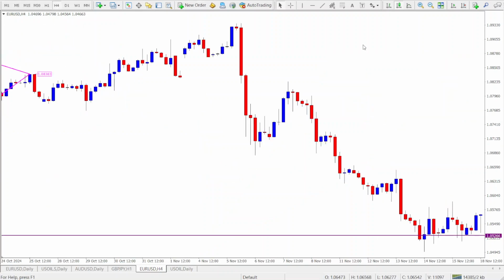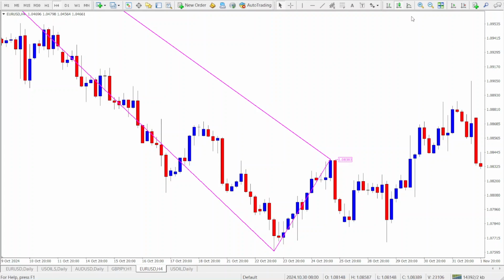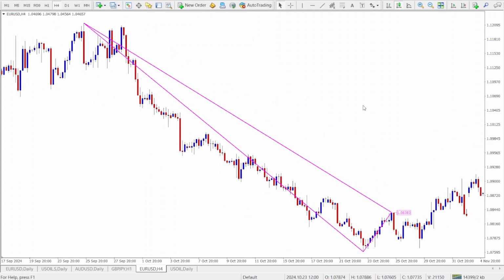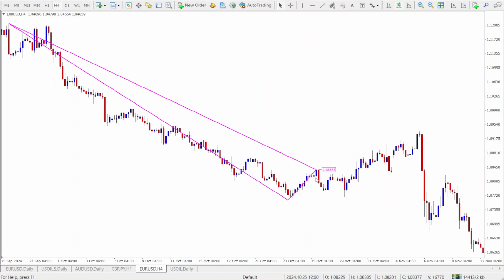Okay, so let us look at the 4-hour chart. So this is the 4-hour chart. You can see another triangle pattern from here, and here again we had a breakout as usual. So we had a breakout and we had some form of retest.